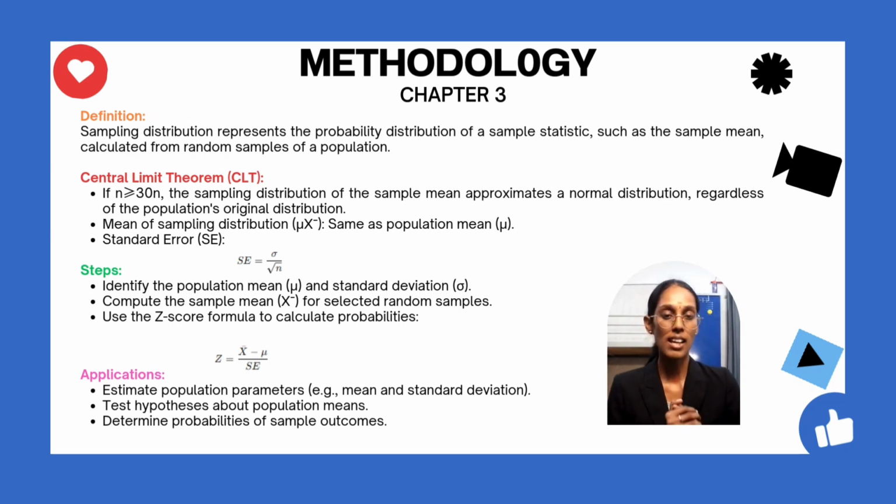We calculate the standard error using the formula standard error equals sigma over square root n, where sigma is the population standard deviation and n is the sample size. Using this, we standardize sample means into z-scores, helping us compute probabilities for real-world events. Overall, this method helps in estimating population parameters, testing hypotheses, and determining probabilities.